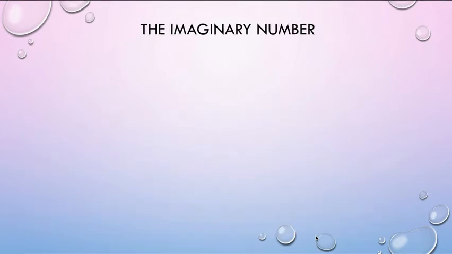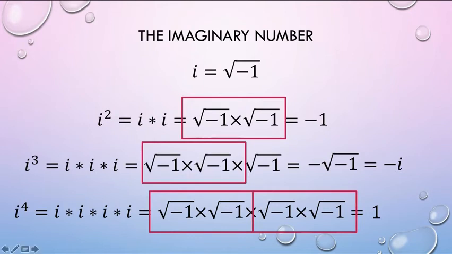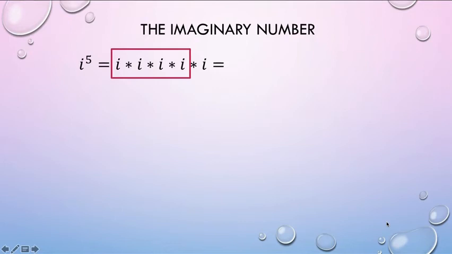Well, let's then move into i to the fifth. So that's 5 i's being multiplied together. Well, here I have 4 i's, and I know that's i to the fourth, which we just said equals 1. Right? So that just equals 1. So i to the fifth is i to the fourth times i, which is just 1 times i, which equals i. So i to the fifth we can simplify to be just i.